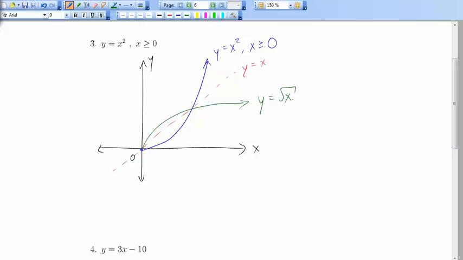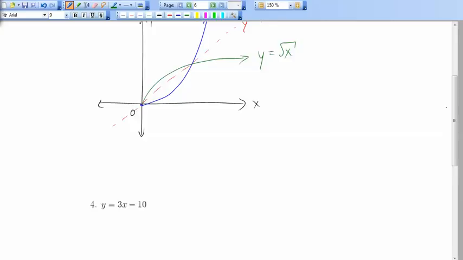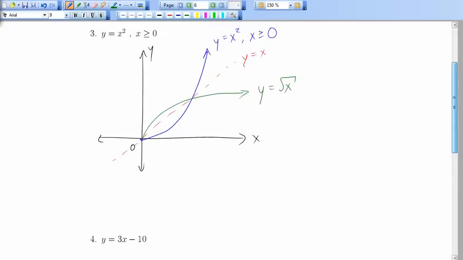What function undoes squaring something? Well, square rooting it. And what function undoes square rooting something? Well, squaring it. Okay? Those two functions undo each other. They're inverses of each other. I'll let you try the number 4 here on your own, as well as the other missing one on the last page.